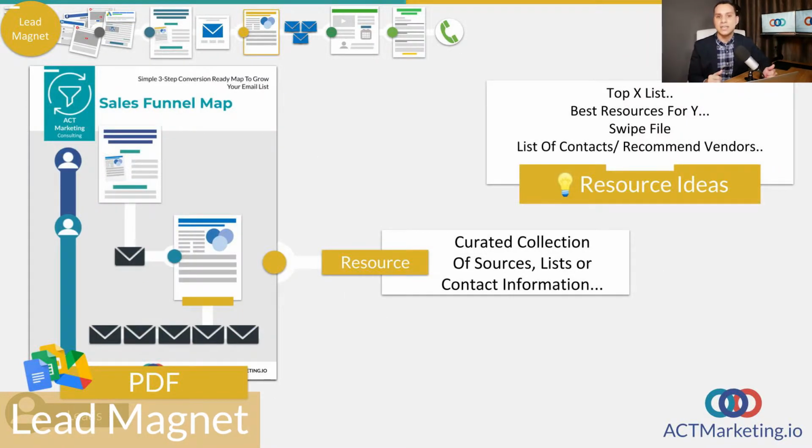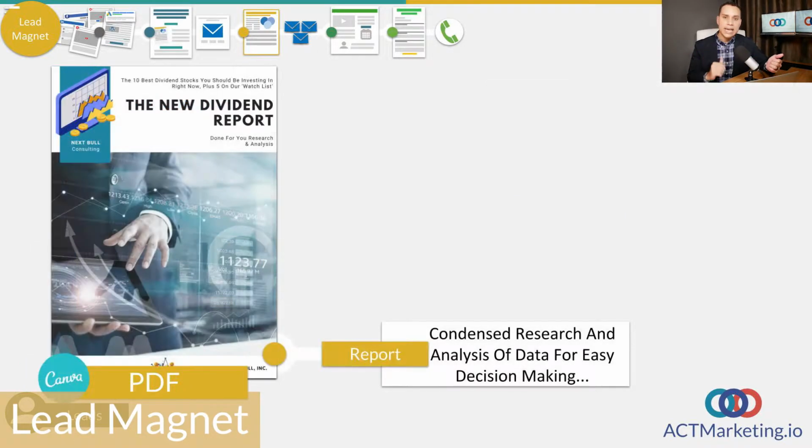So the next type is a resource guide. And this is simply a list of sources or contact information that your ideal customer would find valuable. The last one on this list is simply a report where you are condensing a bunch of analysis and information. A great example of this is, let's say we were a financial advisor, we could create a report about the best dividend stocks to buy now or the best 5 stocks for a retirement portfolio. And of course, we would do all of the analysis and research for our ideal customer.